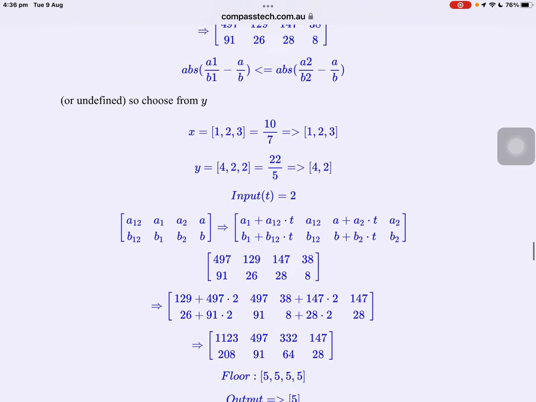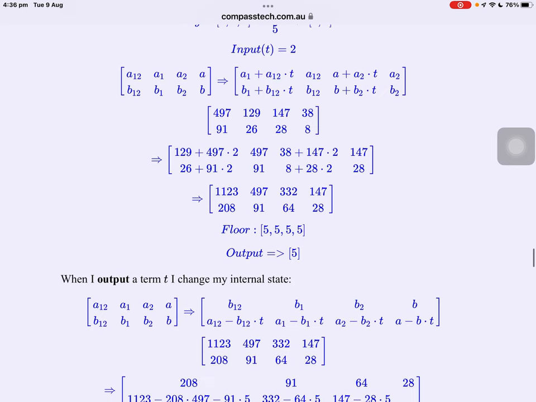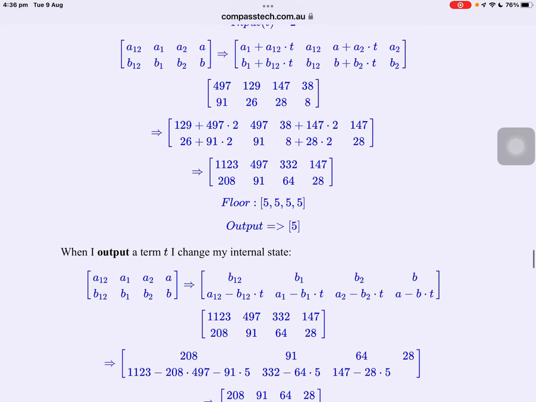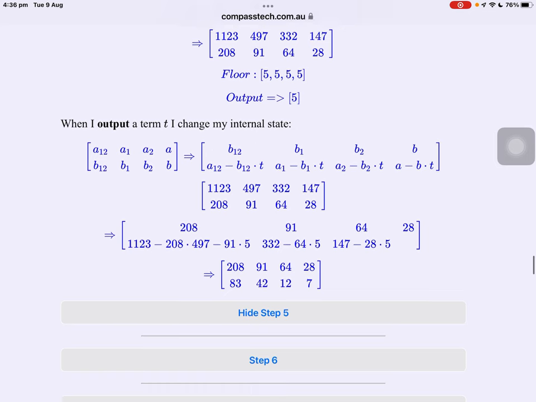We put in our next y term, and bingo. Our numbers in the matrix are starting to get large. Don't panic. The computer can handle this, and so can we. Right, here's our first output term. It's a 5. So the first term, the first approximation of our result, is 5. That's what this is saying.